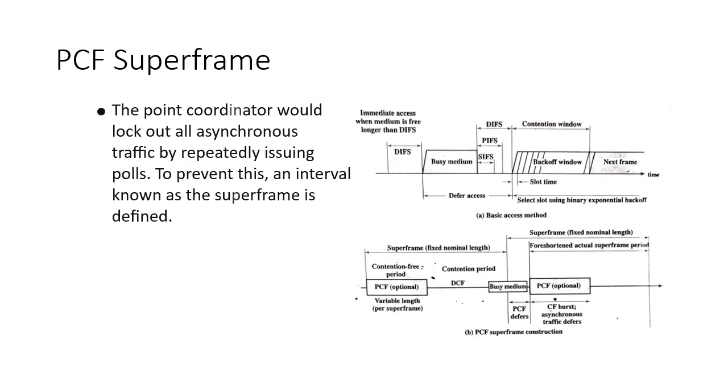DCF provides contention service while PCF provides a contention-free service. DCF operates in the lower layer of the MAC and PCF operates in the upper sublayer of the MAC layer.